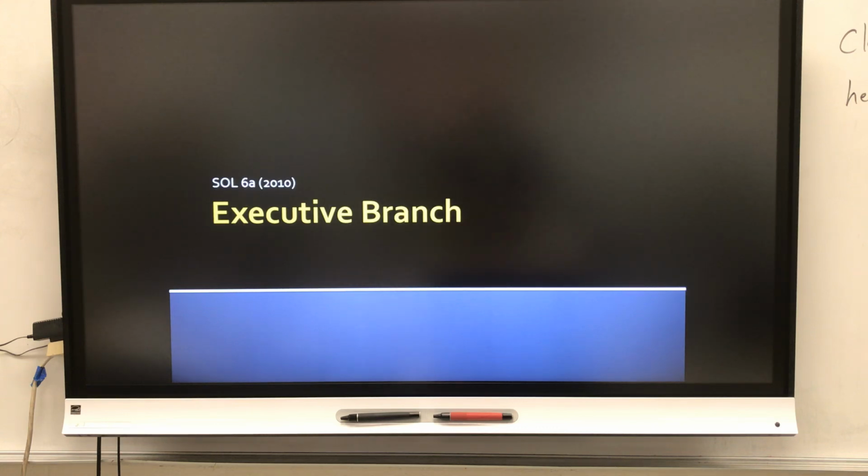All right, guys, in this section of notes, we're going to continue on with SOL 6A. You do need to start these on a separate sheet of paper, just so that way we can better distinguish between the branches of government. That way you can go back and look and find things a little bit easier. Even though it is SOL 6A, we are going to look at a different branch of government.